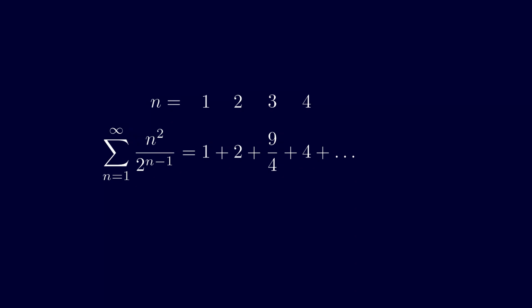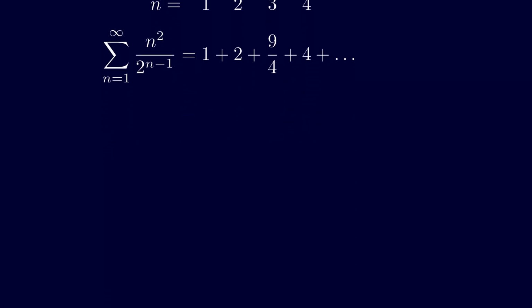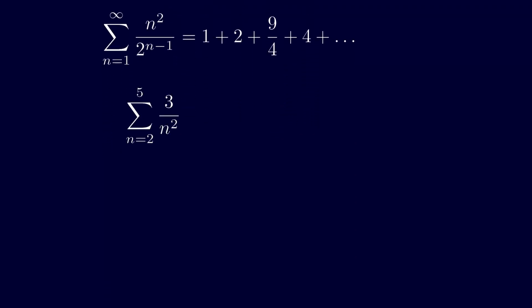Let me explain sigma notation real quick. Sigma notation has three parts: the starting point at the bottom, the ending point at the top, and the sequence to the right. It's formatted pretty similarly to an integral, but there are some pretty big differences.